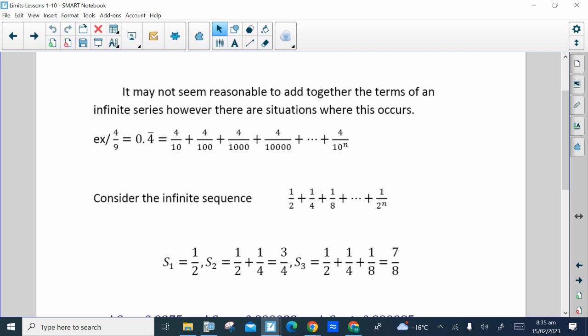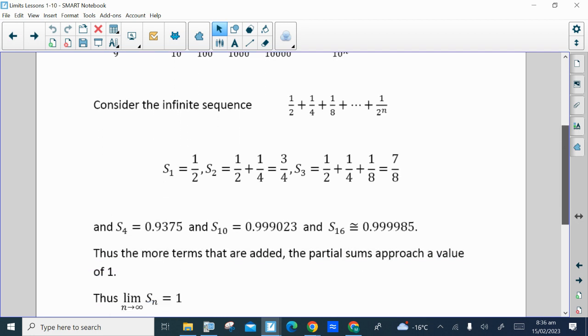One of them is that you can express a repeating decimal as the sum of an infinite series. Point 4 repeating. The first number after the decimal is a 4. That's 4 over 10. The second number after the decimal is also a 4. That's 4 over 100. And the third number after the decimal is also a 4. That's the same as 4 over 1,000, and so on. So you can write a repeating decimal as an infinite series.